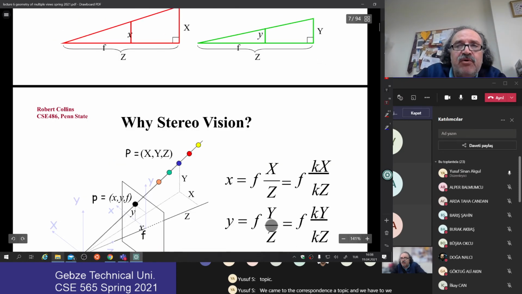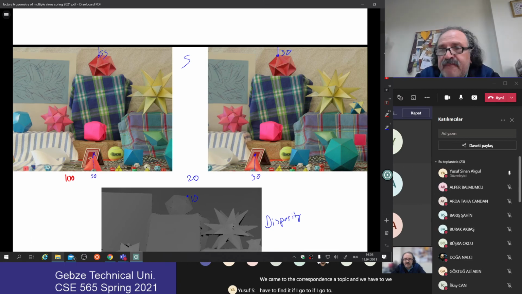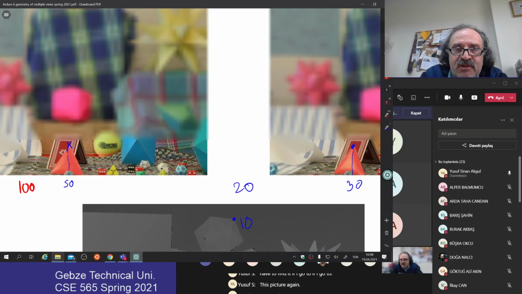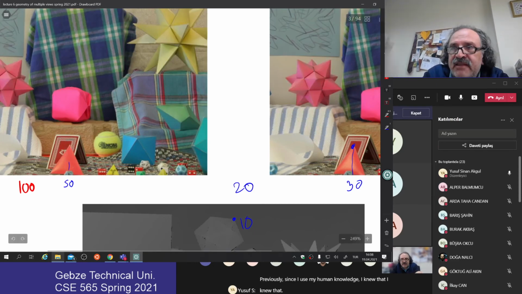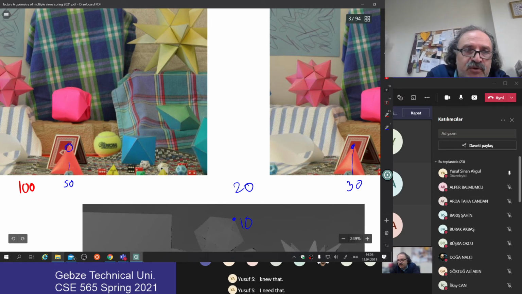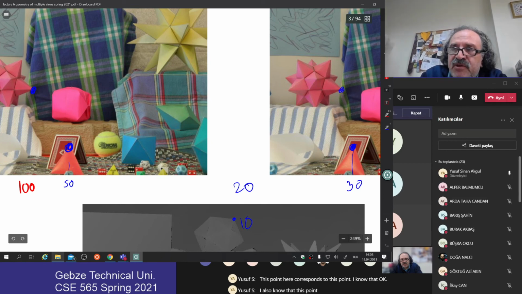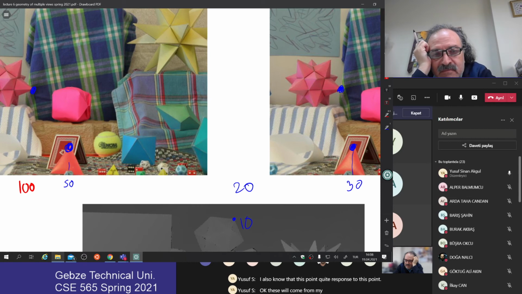If I go to this picture again, previously, since I used my human knowledge, I knew that this point here corresponds to this point. I knew that, okay? I also know that this point corresponds to this point, okay? These all come from my common sense knowledge.